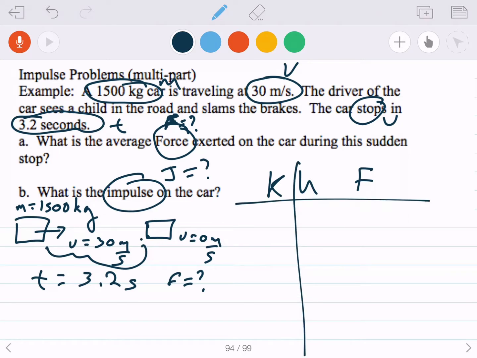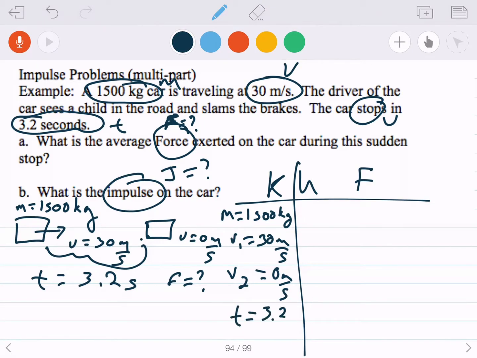What are my knowns? Mass equals 1,500 kilograms. V1 equals 30. V2 equals 0. And my time equals 3.2 seconds. I do not know my acceleration. I also do not know the force.